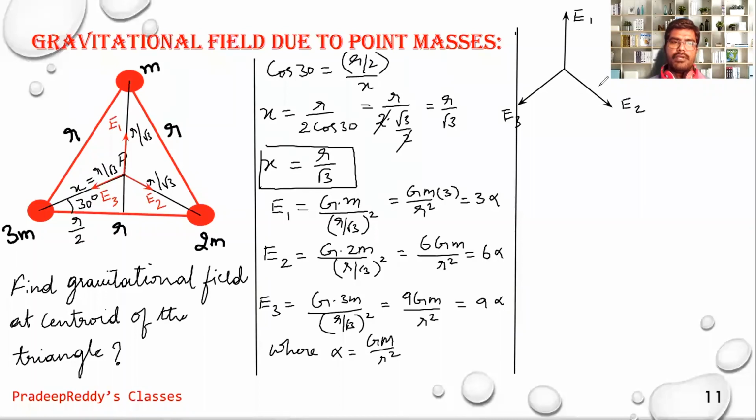Therefore, what we will do is, you will find out the resultant of E2 and E3. That will be obviously opposite to E1. So you can just subtract E1 and the resultant of E2, E3. That is one way. Or you can resolve E2 into two components, E3 into two components, and you can find out the net vectors. Anyway, you can find out the answer.